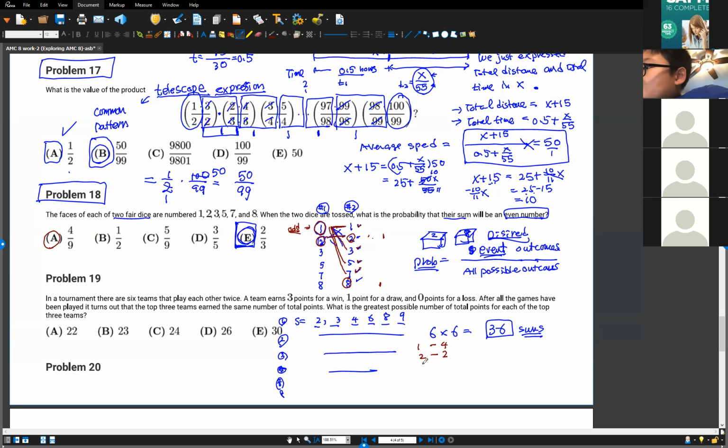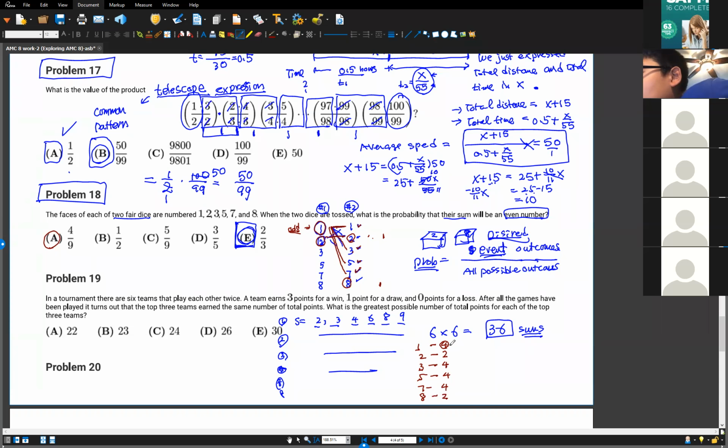Now use number 3. Number 3 is an odd number, the same as number 1, so 4. Number 5 is also an odd number, so it equals 4, the same. 7 is odd too, so it's going to be 4. 8 is not odd, right? 8 is even, so it's going to be only 2.